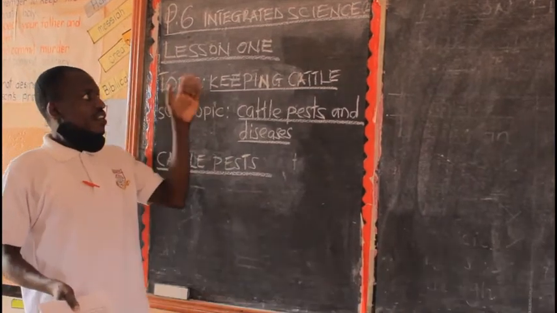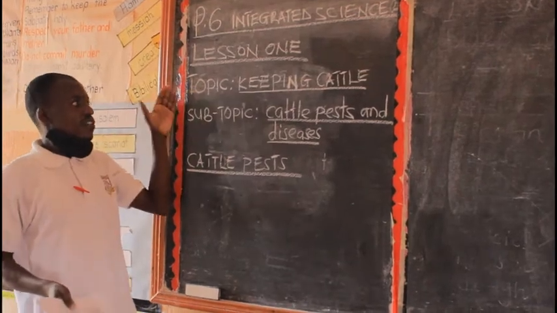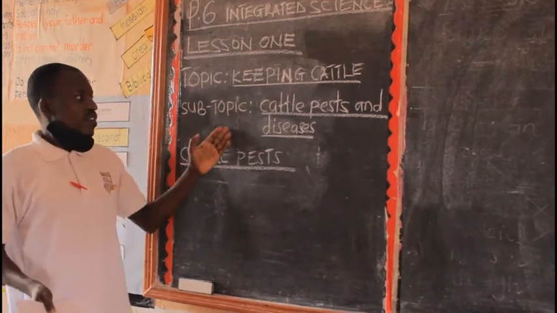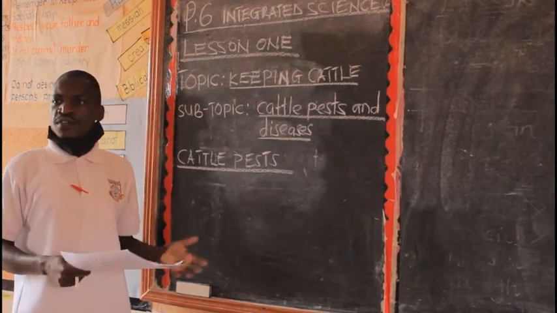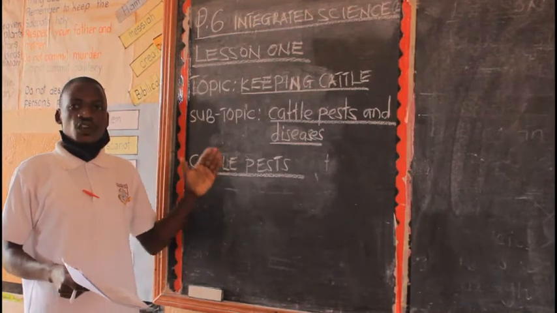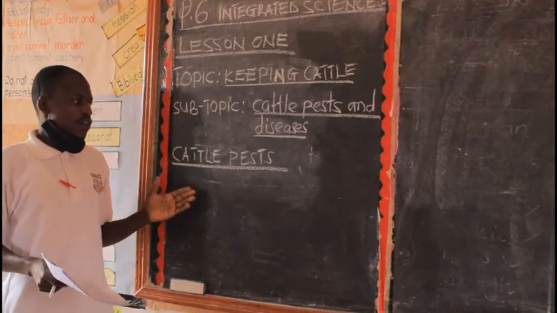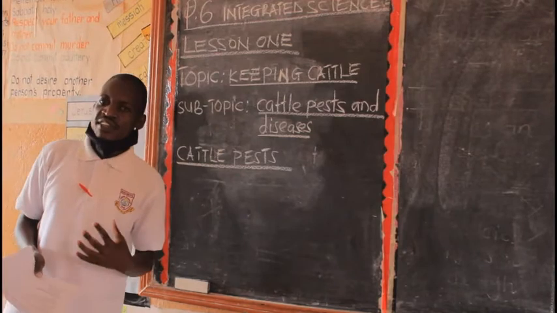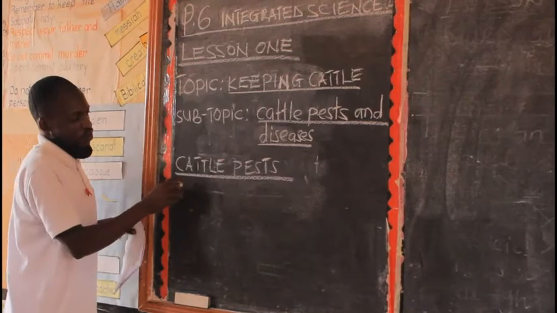Secondly, let's come back now to our lesson of science. This is the first lesson, and we are still continuing with our topic of keeping cattle. Then the subtopic is cattle pests and diseases. Last time when we left, we had looked at the introduction about cattle keeping. Today we are looking at cattle pests and diseases. When we talk about cattle pests, they are also called cattle parasites.